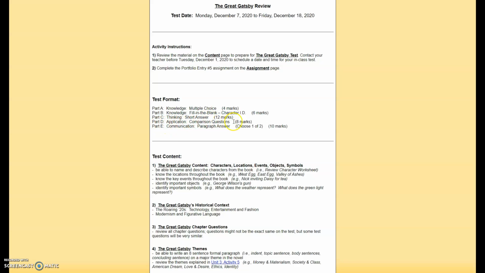Part D will be comparison questions. There'll be 2 of them, each worth 4 marks. You'll need to be able to compare, say, 2 different characters or 2 different locations in the book or 2 different ideas that are presented in the book. So maybe I ask you to compare Daisy and Jordan, or compare Gatsby to Tom Buchanan in some way. When I say comparison, I mean you'll have to directly compare 2 things in the novel. Again, I'll show you an example in a minute.